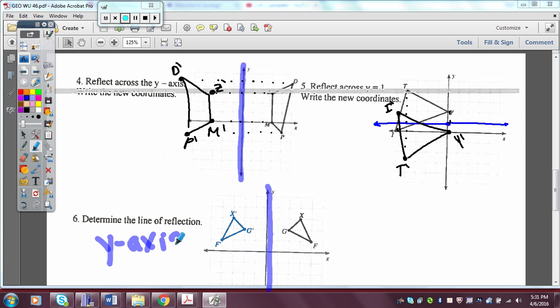Okay. Today we're going to talk about the 2 other types of transformations. So things are going to get a little gray for you if you don't know how to translate and reflect.